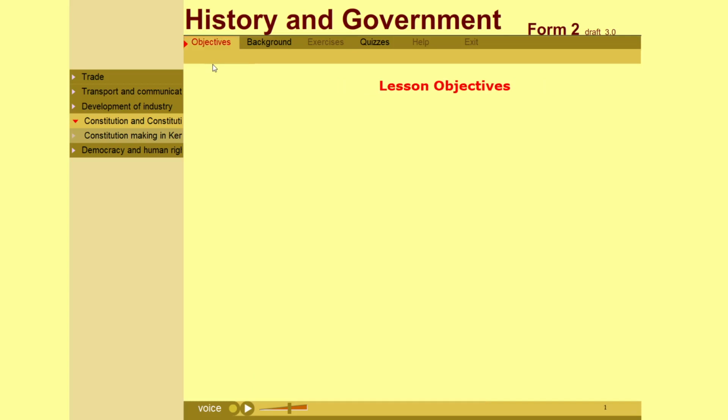By the end of the lesson, you should be able to define the term constitution, identify the types of constitution, describe the constitution-making process in Kenya, identify the features of the Kenya Constitution, and trace the constitutional changes in Kenya since independence up to August 2010.